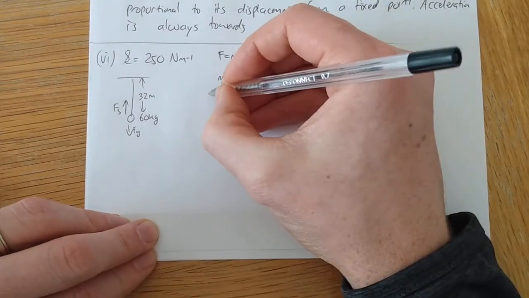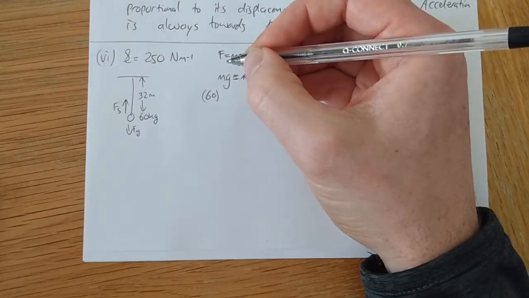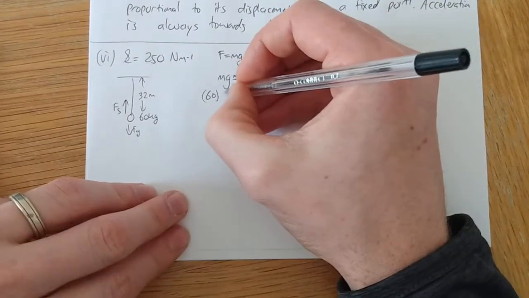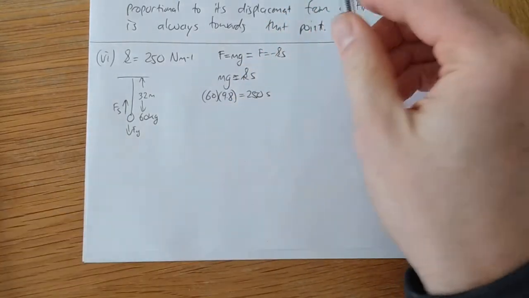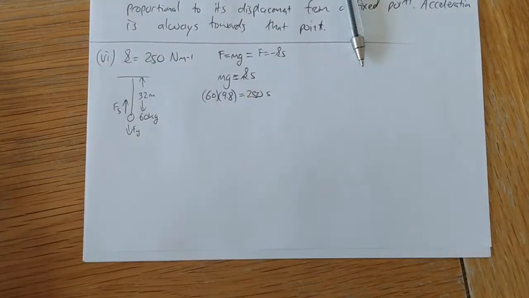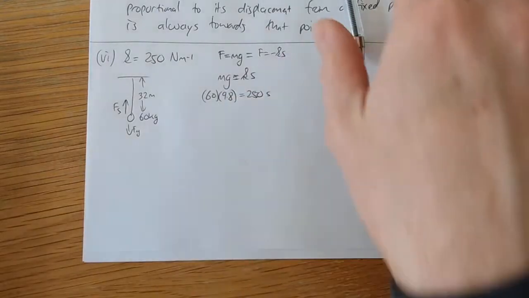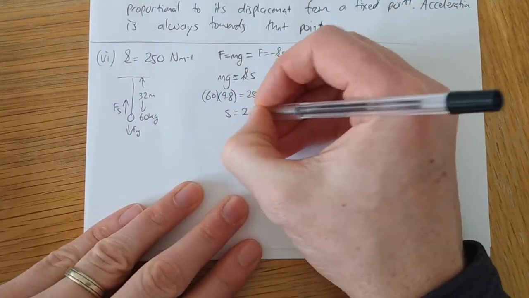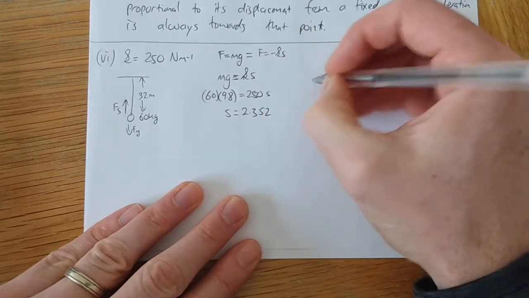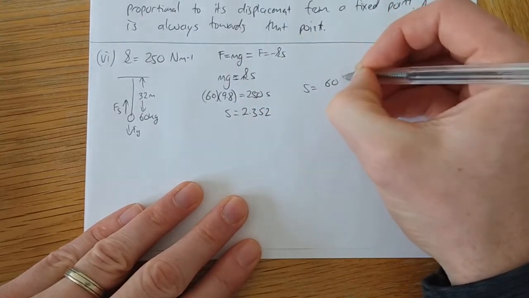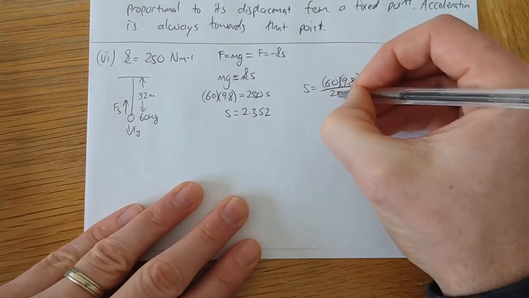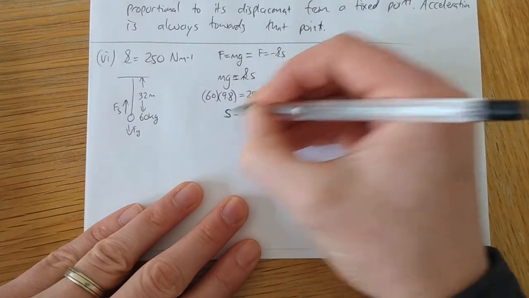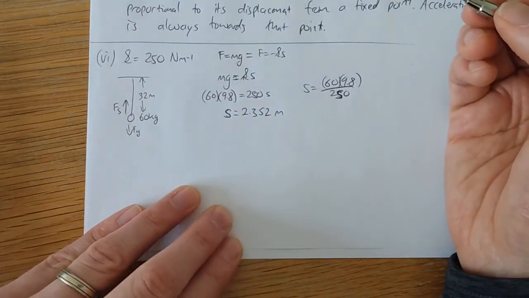So Henry is 60 kgs and we're using 9.8 meters per second squared here, and that is going to be equal to 250 times some displacement. So 60 times 9.8, divided by 250, rearranging this, and when you do that I get a displacement of 2.352 meters.